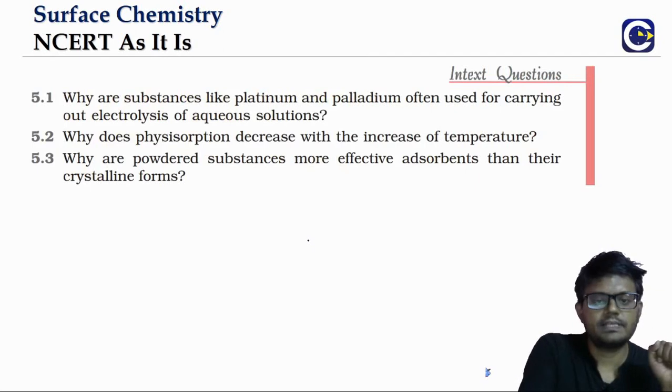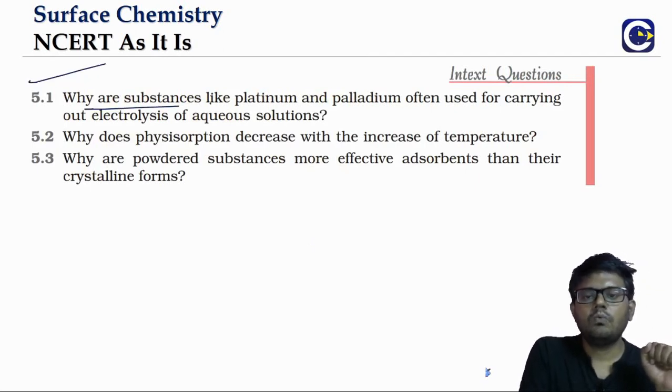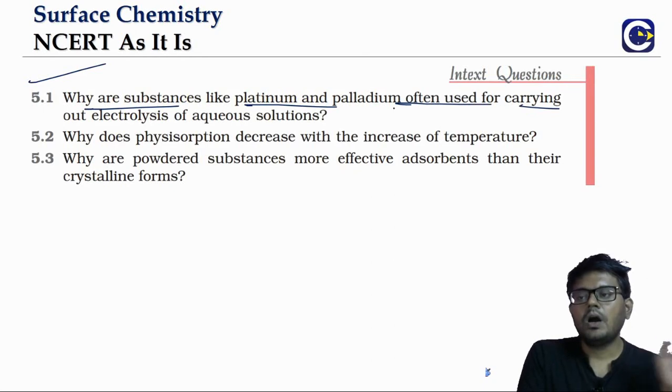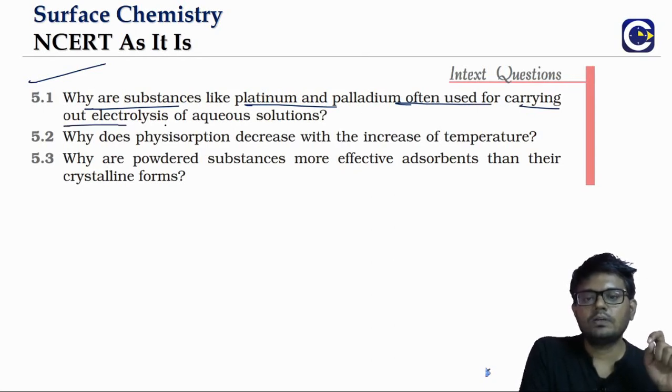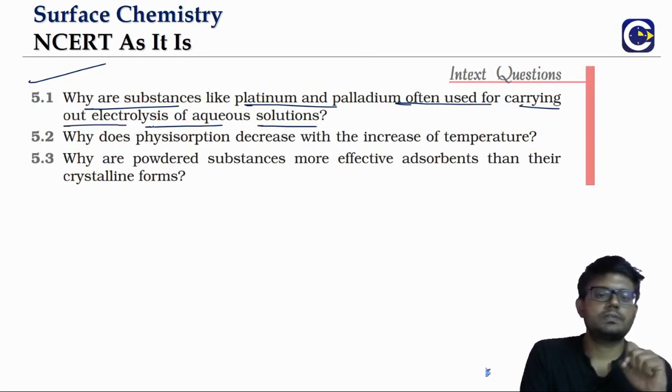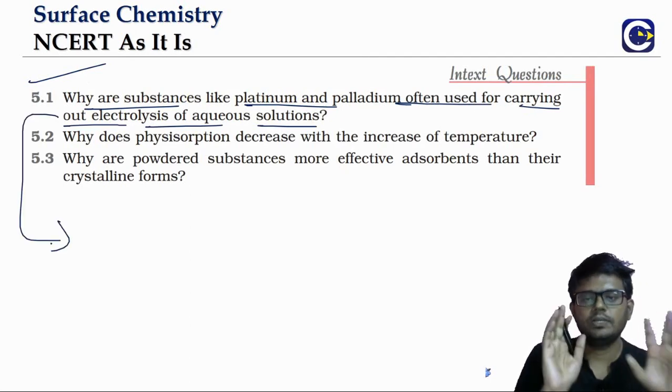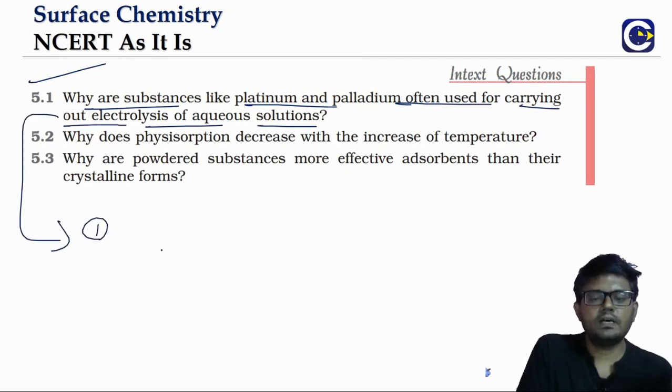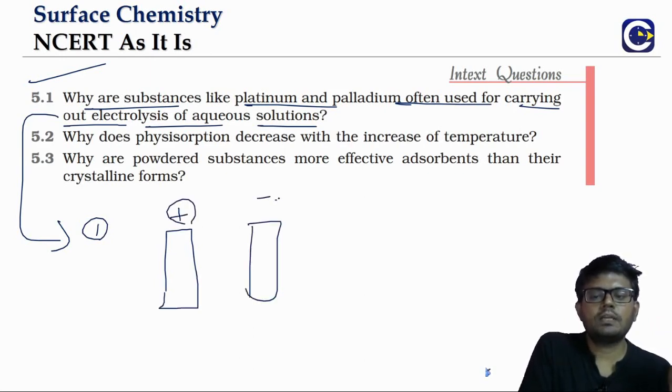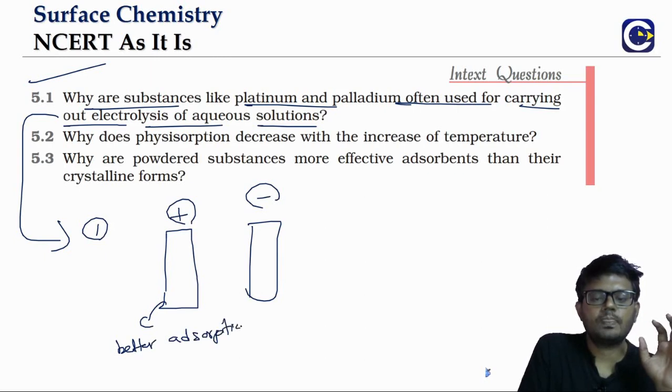Now, looking at some questions, these are in-text questions. Why are substances like platinum and palladium often used for carrying out electrolysis of aqueous solutions? Here there are actually two reasons. One reason is, of course, when they are used as electrodes, they will be able to provide better adsorption of the solute particles. Solute particles will be able to come and adsorb better on the surface of the electrode.